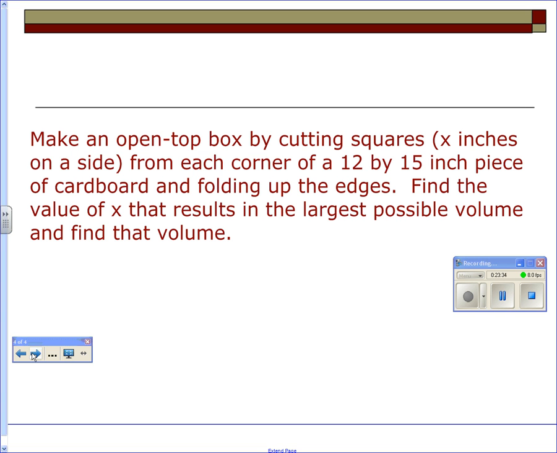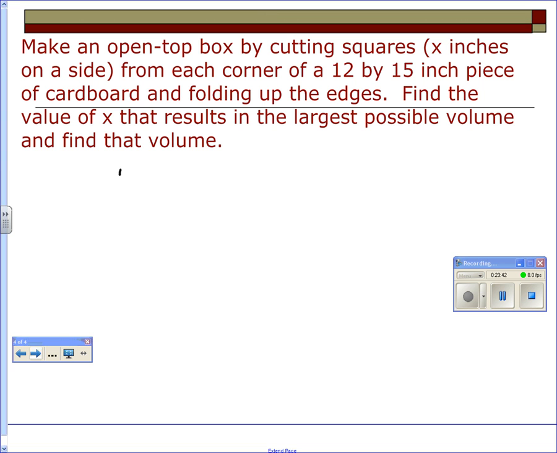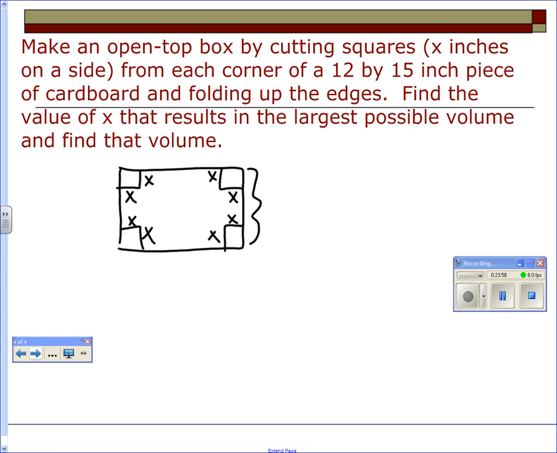Do y'all remember how to draw these pictures? What do they look like? Not a square, but close enough. What is going to be the length here? And then after you take out the squares, what is it going to be? Minus x? There are two x's, this one and this one. Does that make sense?